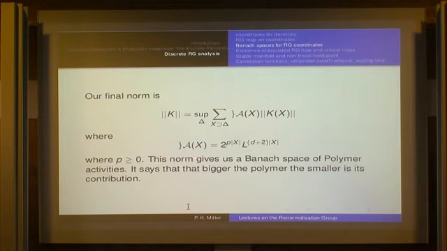So putting it all together, this has a G in it, okay? And the H. So this gives us a Banach space of polymer activities.